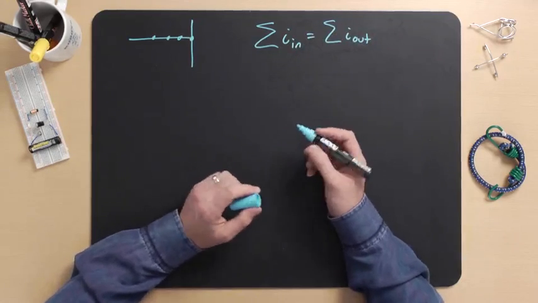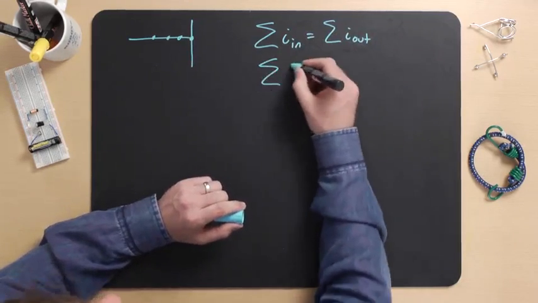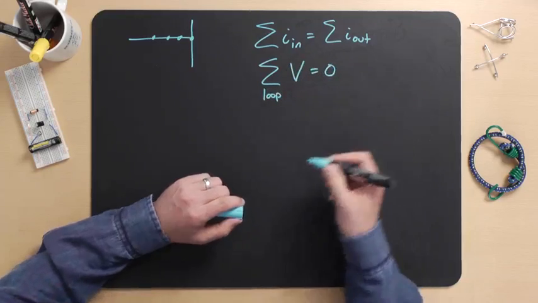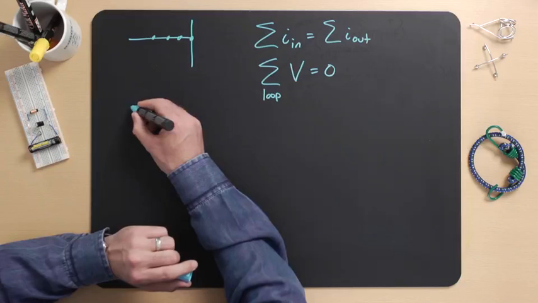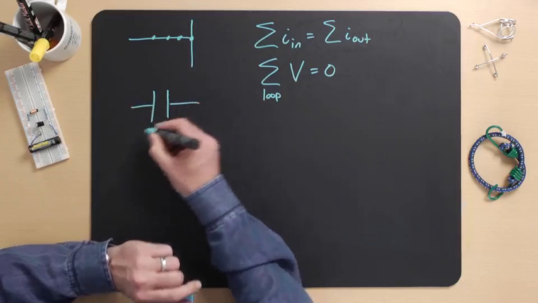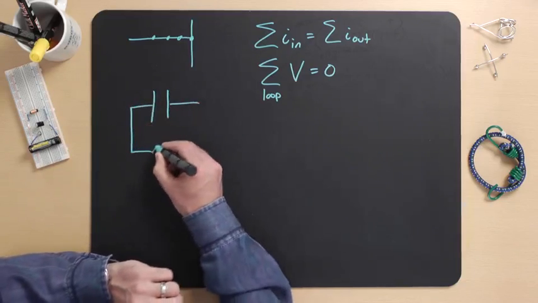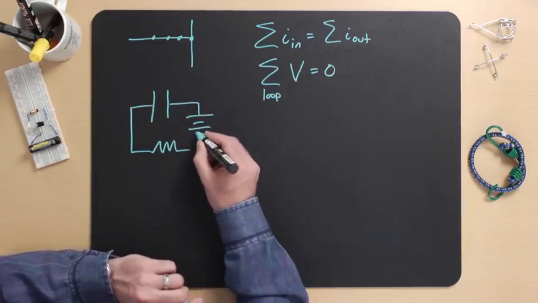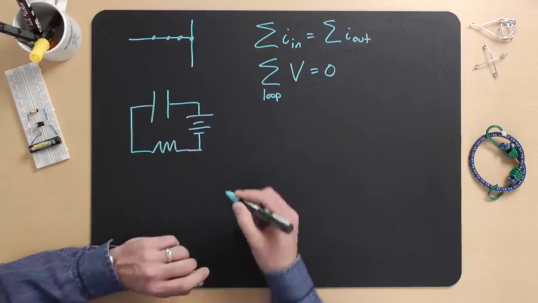Kirchhoff's voltage law states that the sum of the voltages around a loop must be equal to 0. Let's focus on the voltage law first and look at an example. Let's say that we have a capacitor and resistor and a battery in a single loop. So we have a capacitor, a resistor, and a battery.